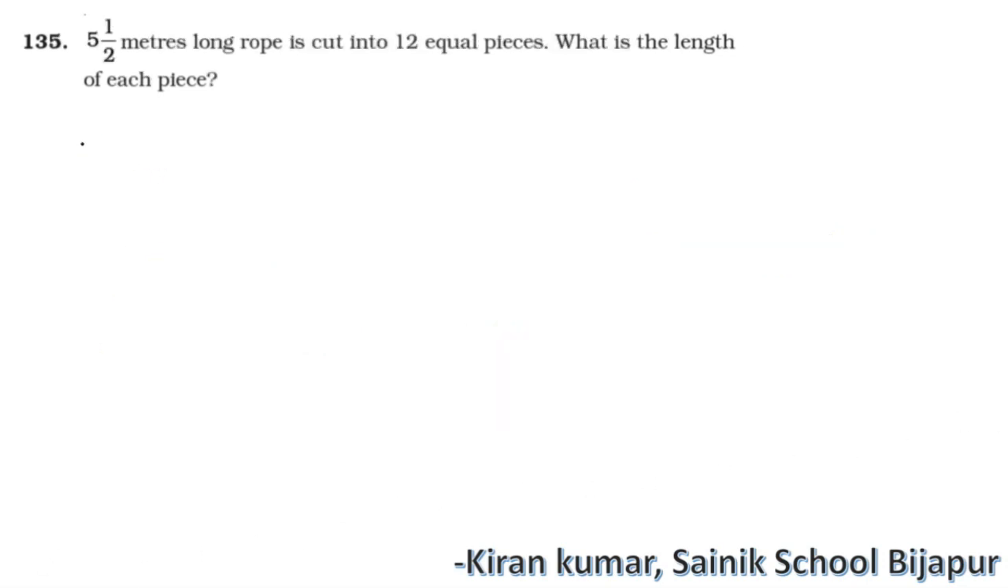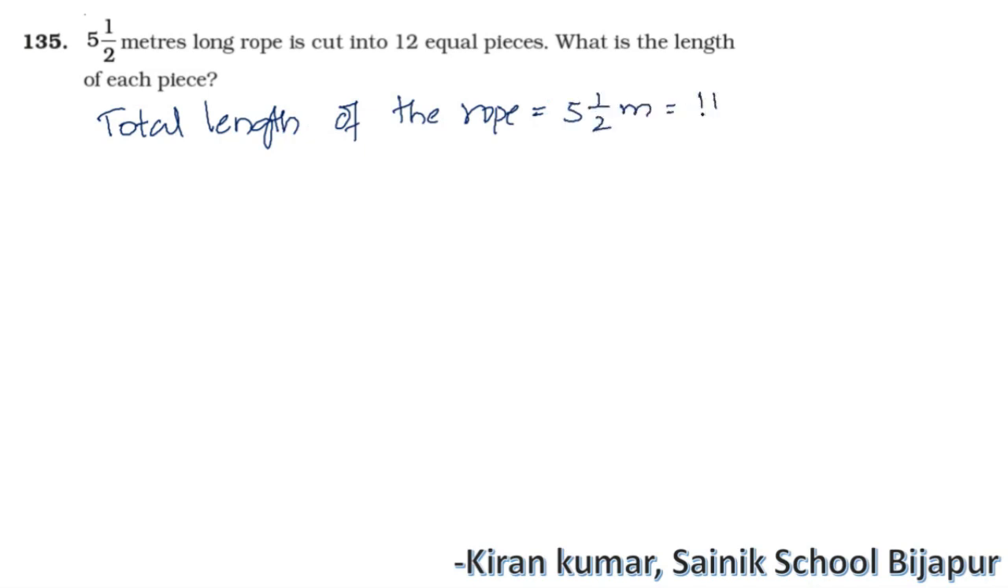Question number 135. A 5.5 meter long rope is cut into 12 equal pieces. What is the length of each piece? Here, the total length of the rope is given. This is 5 1/2 meter, which is 11/2 meters, and they have also given the total number of pieces. It is 12.